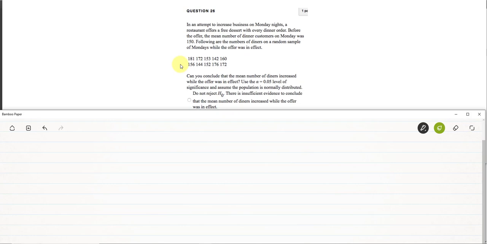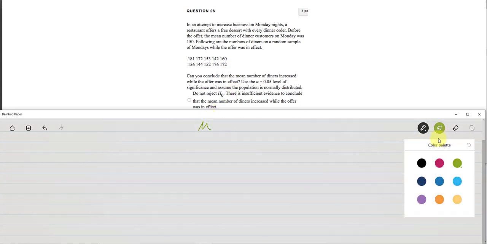Okay, this question is a hypothesis testing question. In an attempt to increase the business on Monday nights, a restaurant offers a free dessert with every dinner order. Before the offer, the mean number of dinner customers on Monday was 150. So this is the mean. They are talking about the mean, right? The mean number. Mean is mu.